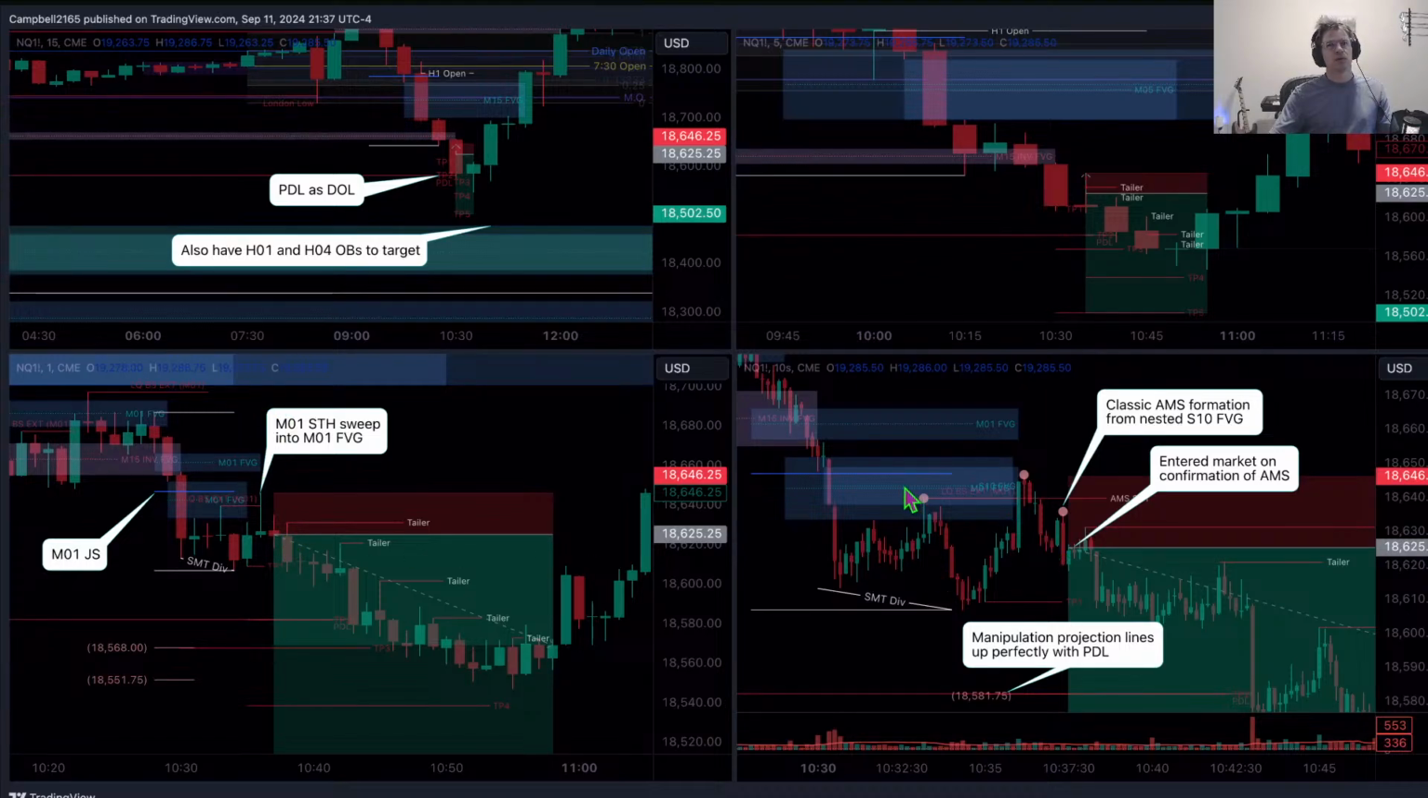And then what is all that doing? You have this S10 fair value gap here. And that fair value gap is within this jump start fair value gap on the M1. You form the advanced market structure. You have 2R to your projection, which would be off of this, right? So I just entered market pretty much right when that closed. I just entered and got that trade and then trailed down. So I had this jump start entry on that M1 to there.